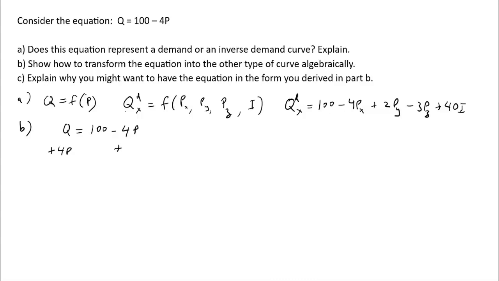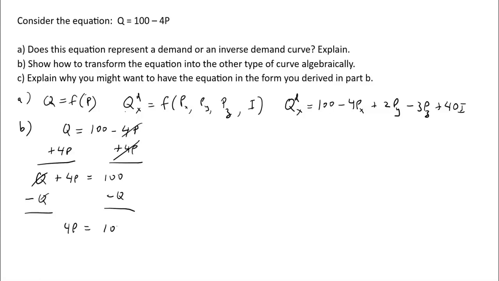Let's first add 4p to both the left and the right side, and that gives us Q plus 4p on the left-hand side, and 100 plus nothing on the right-hand side because the negative 4p and the positive 4p cancel. Then here we would want to subtract Q from both sides. And again, the Q's cancel, leaving us with 4p is equal to 100 minus Q.